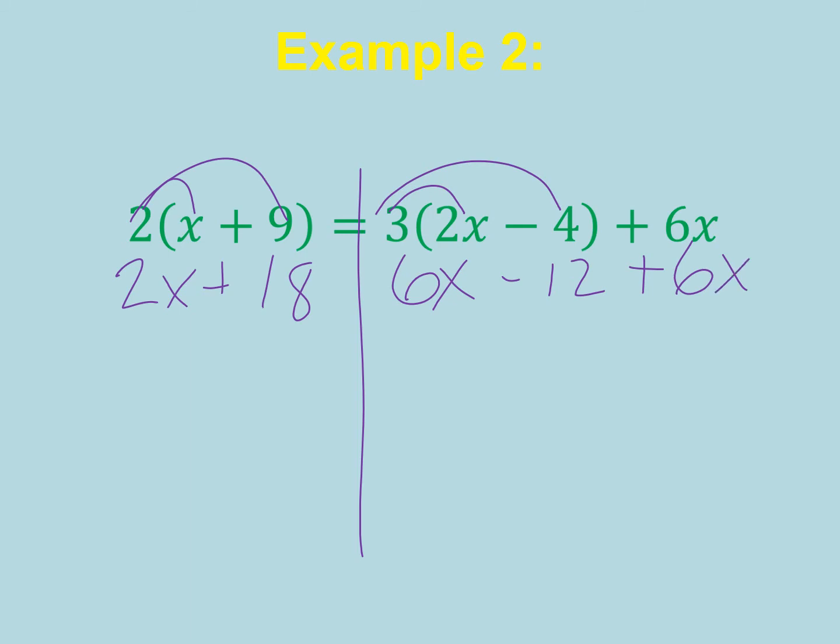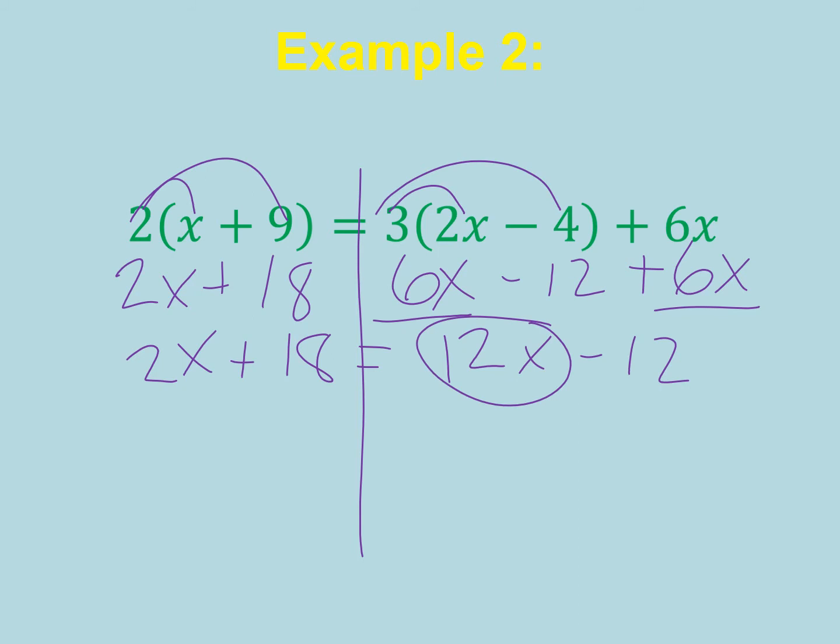that plus 6x. Okay, on the left-hand side here, those are not like terms, so that's going to stay the same. On the right-hand side here, I see I have a 6x and a 6x that can go together. So on the left-hand side here, 2x plus 18 equals, that turns into 12x minus 12. Okay, so now I'm going to get the variables together on the left-hand side. So I want to take this variable and move it over to the left. So I need to subtract 12x from both sides.